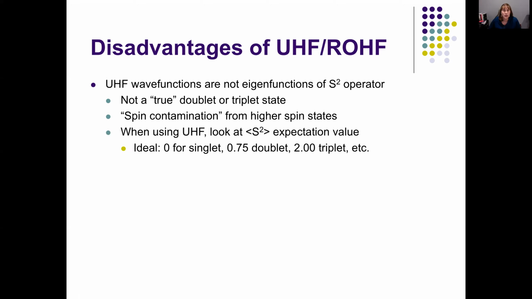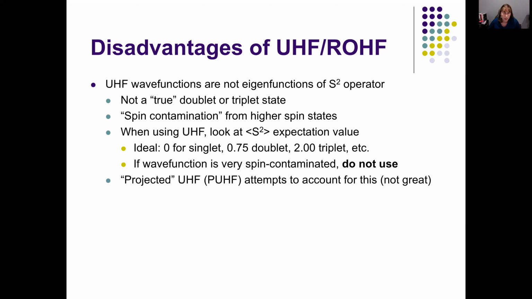Now, if something is very spin contaminated, that's a good suggestion that maybe these unrestricted wave functions are not sufficient. Maybe we need to go to something that's multi-reference or something else. So it can be a good hint that a single reference wave function is not appropriate. There are some methods, and I've just mentioned one here, called projected UHF. It attempts to project out some of the spin contamination. It's still not great, but people are working on developing better methods that will project out some of that spin contamination. So anyhow, spin contamination is really the big disadvantage of UHF.